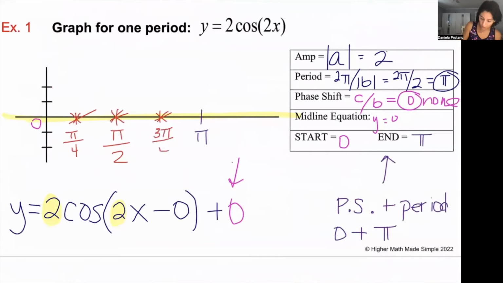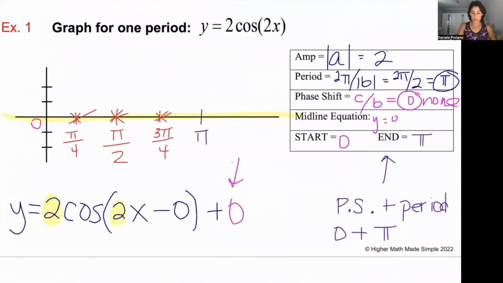Okay, so here are the 5 critical points. And so let's graph in the following order. We already set up the graph with the critical points. Now, in my opinion, it would be easiest to first graph the midline, and then we're going to use the amplitude and the midline together to figure out the range.